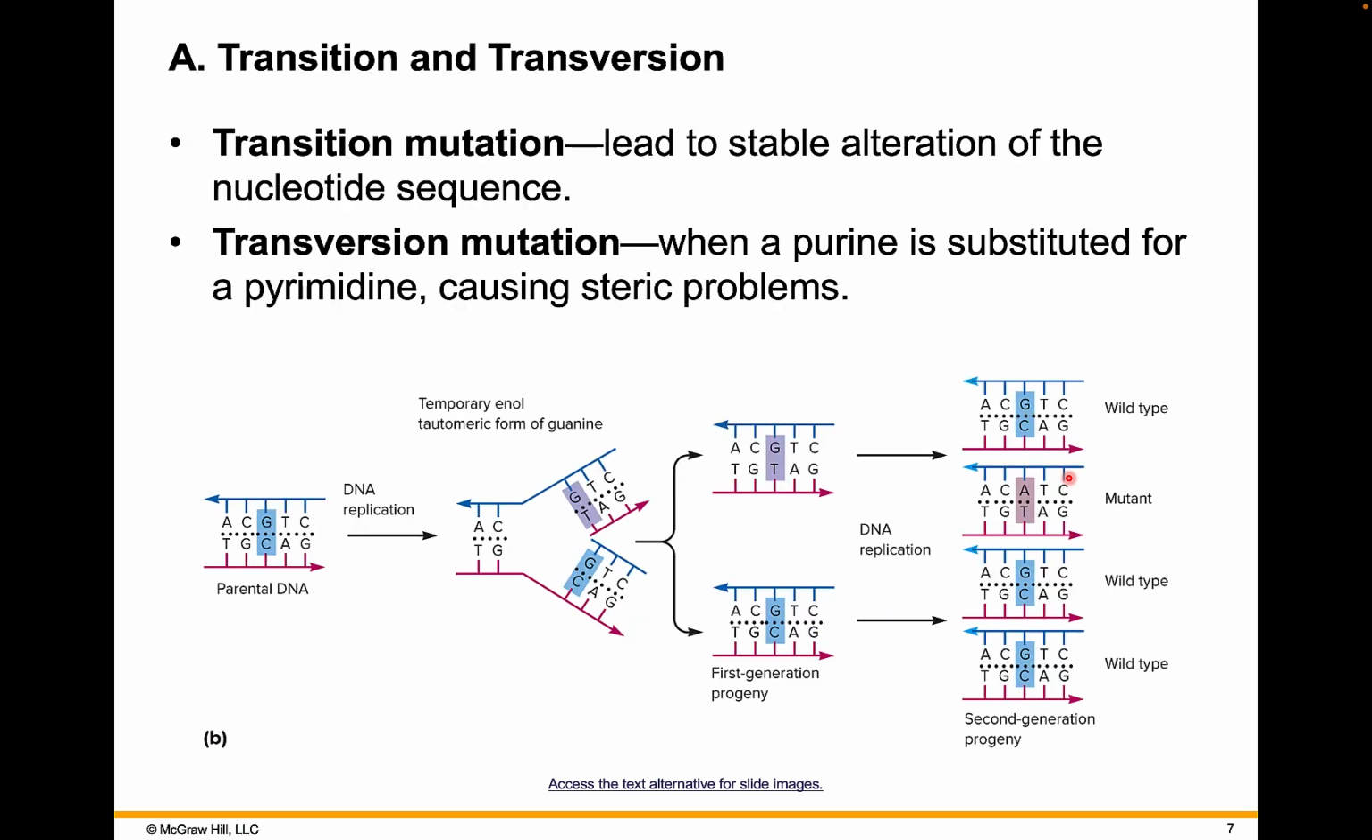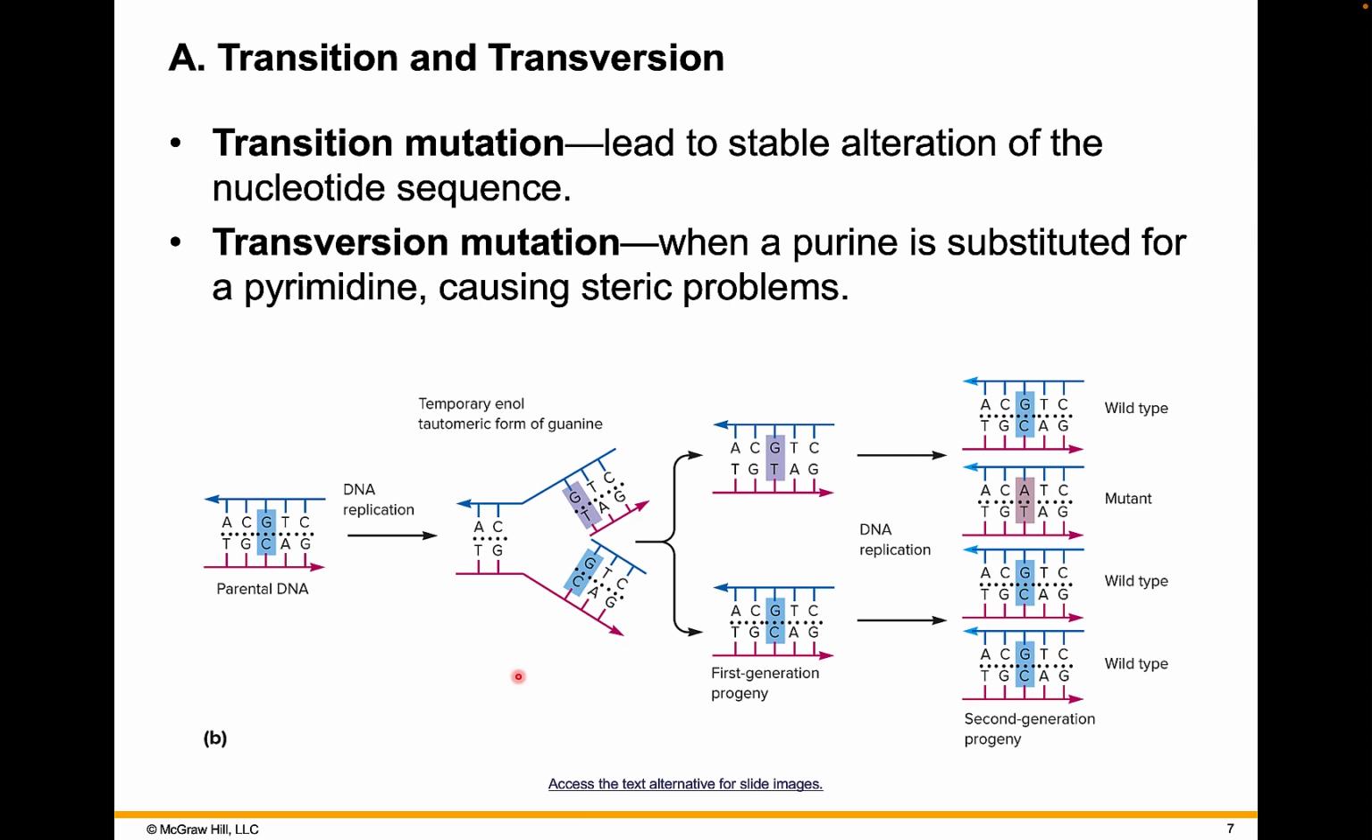The next one is the transition and the transversion. The transition basically leads to a stable alteration of the nucleotide sequence. On the other hand, transversion is a little bit less common, where a purine is substituted for a pyrimidine, but this can cause a steric problem. That is the reason it is a little bit uncommon, but it is still observed. But transition is much more common.